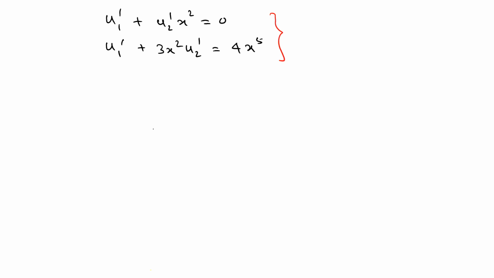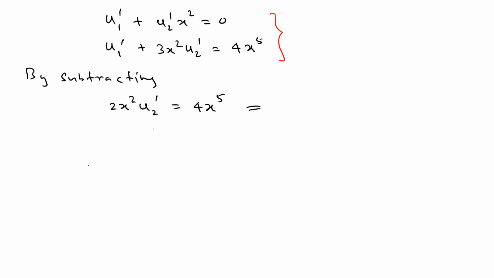So what we did, we took the derivative of the first one, we divided the first one by x, and we took the derivative of the second one. So those are the two equations that we need to solve. Let's solve them now. What we can do is subtract the first one from the second one. By subtracting, we have 2x squared u2 prime equals 4x to the 5th power.